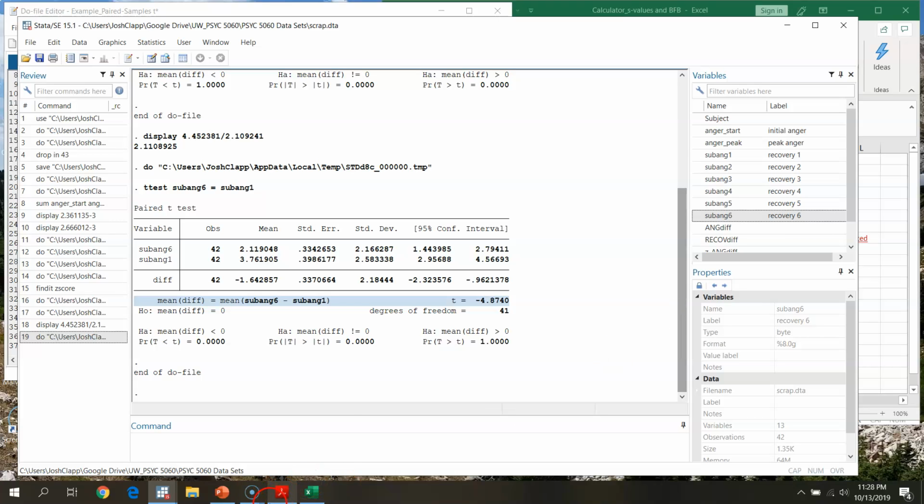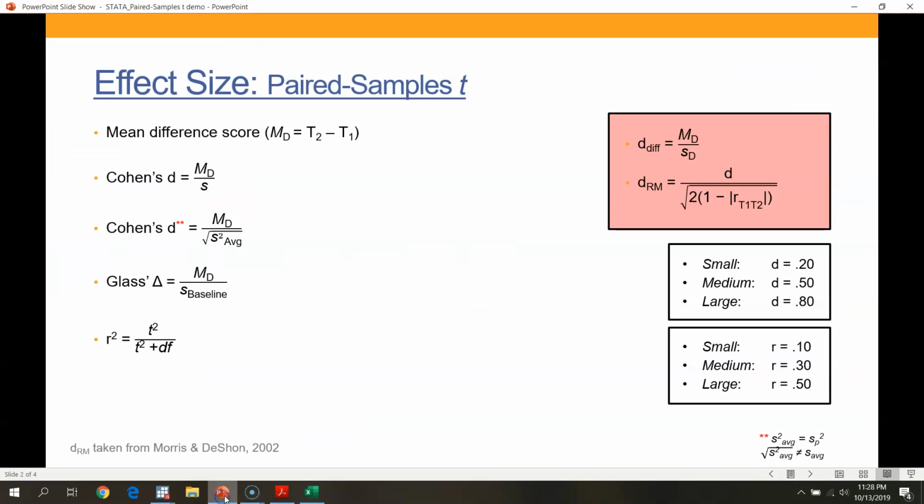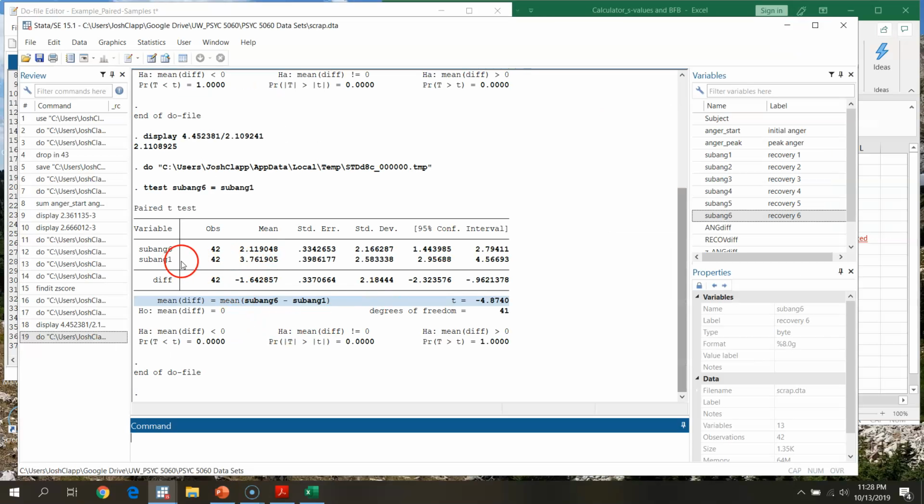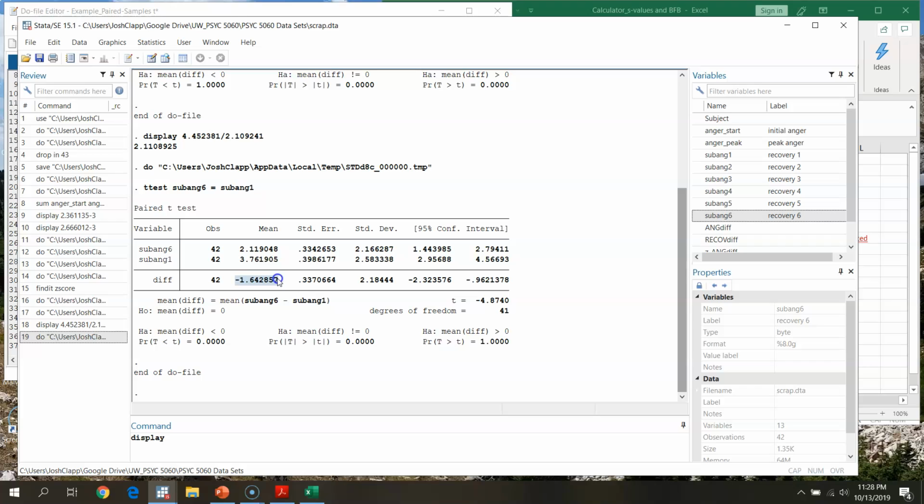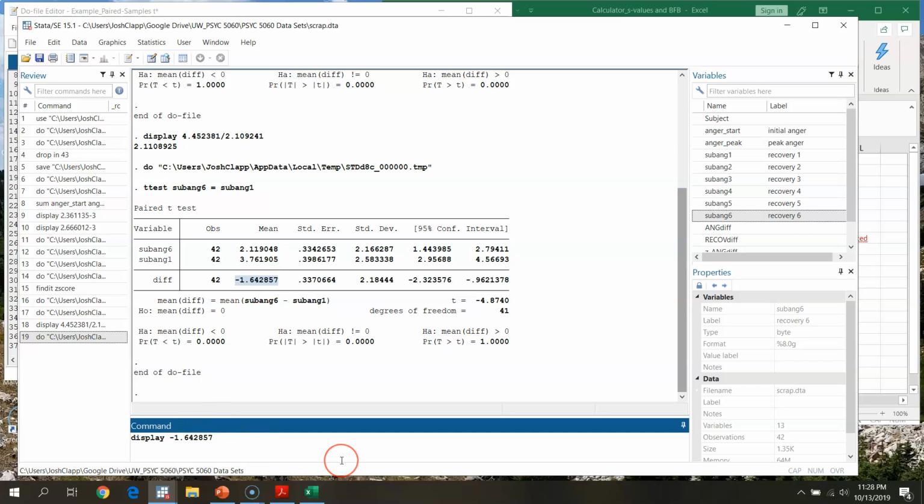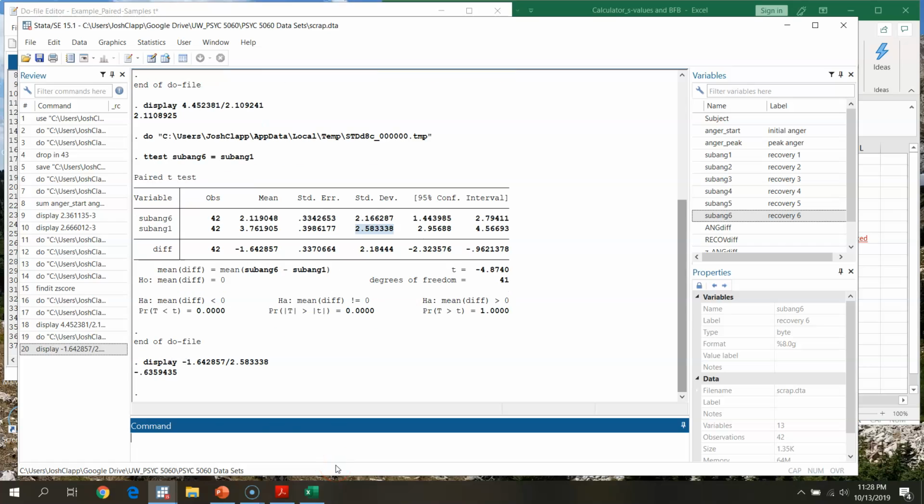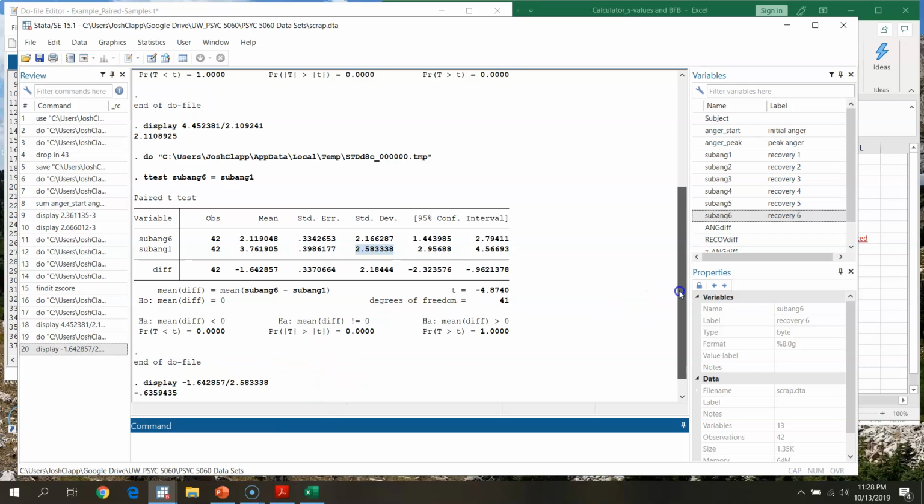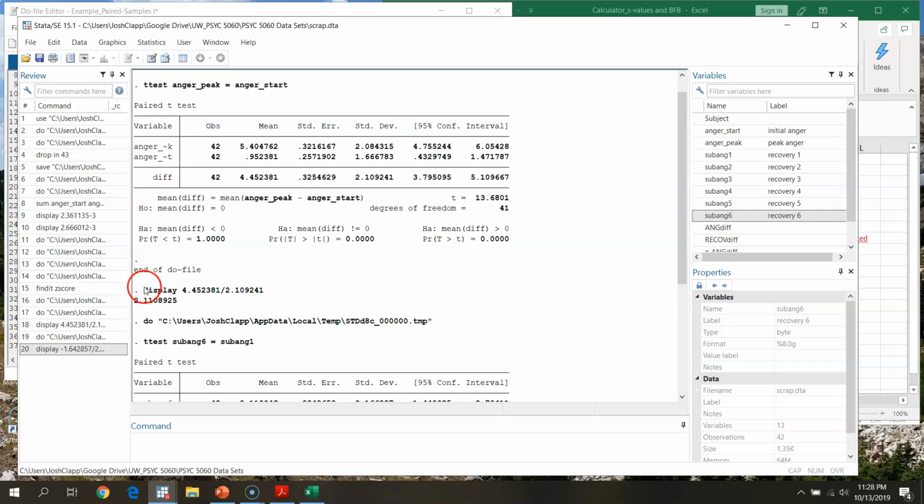Okay, so I wanted to calculate an effect size for this. I could calculate Glass's delta. That would be easy. If I wanted to say that anger at the initial time point is a good baseline, I could do that. Again, if I hit display, mean anger reduction divided by, let's say, anger at the initial baseline. If I wanted to do that, it gives me a Glass's delta of negative 0.64, which is about a moderate size effect. Okay, so again, we're seeing reductions, but not nearly as much as the reductions that we saw.